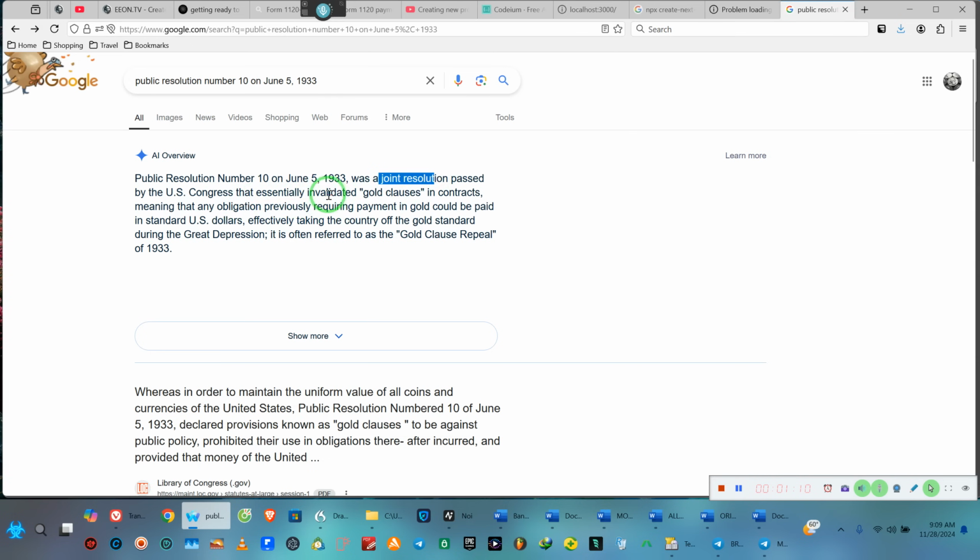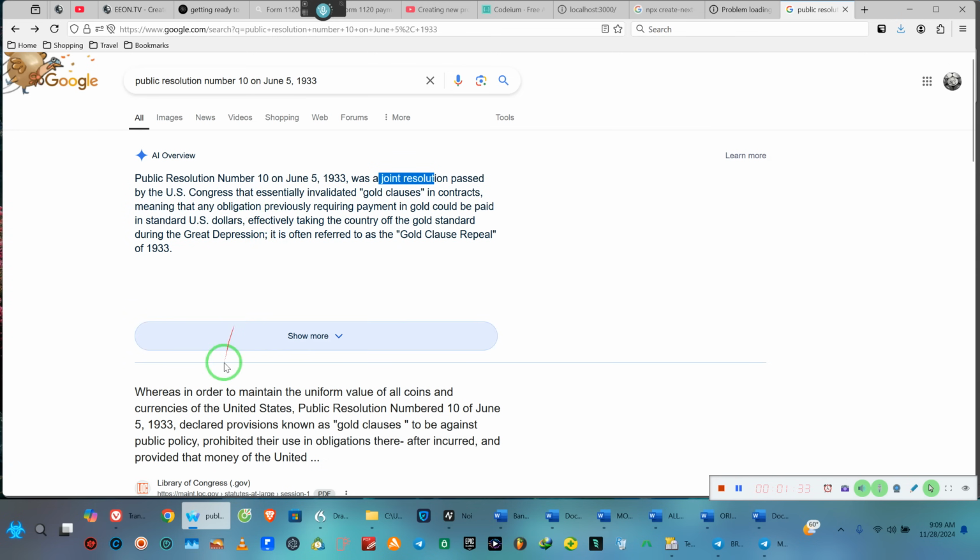That essentially invalidated the gold clause in contracts. Now, hold on now. That ain't all it did. Don't focus on the gold clause. That's not the point. Pay attention. Meaning that any obligation previously requiring payment in gold or any other coin or currency of the United States could be paid in the standard US dollar. That's not what it said, y'all.